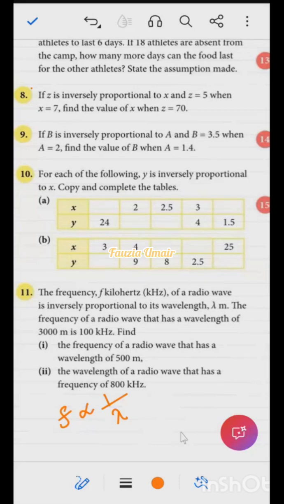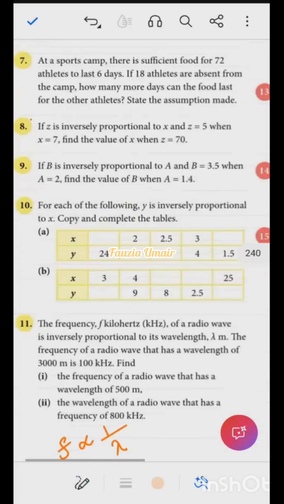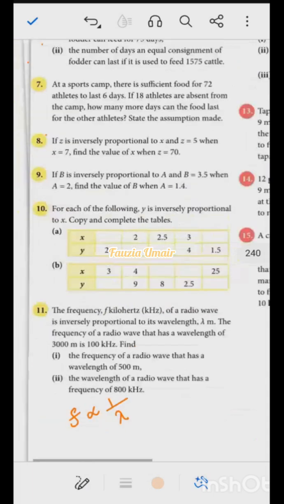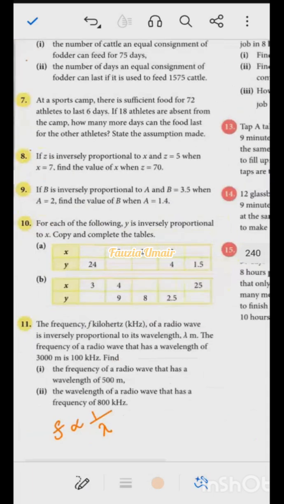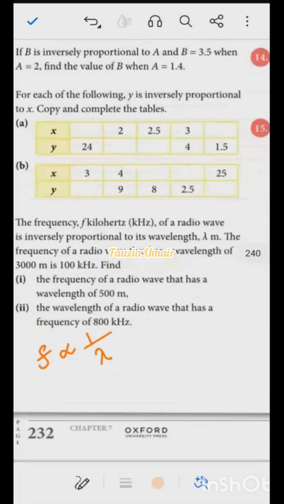Okay, so any question, anything you want, any question you want to solve together, or you want to give it a try maybe. No, ma'am. Is it fine, everyone? What about question 11? Do you want to solve question 11? Yes, ma'am.